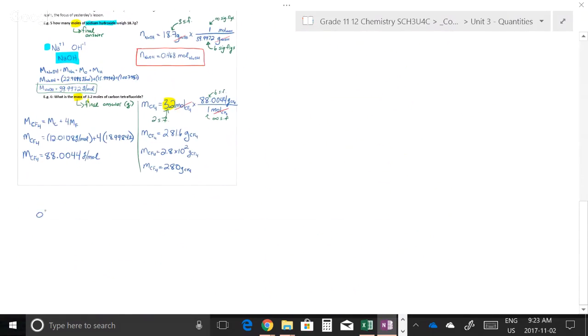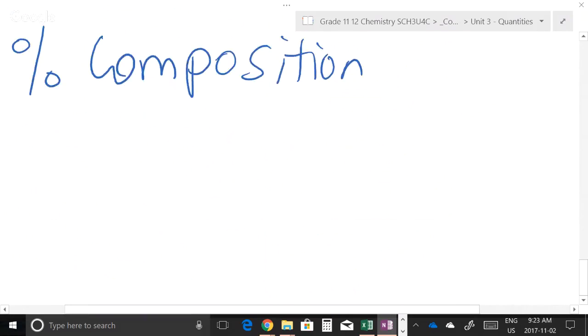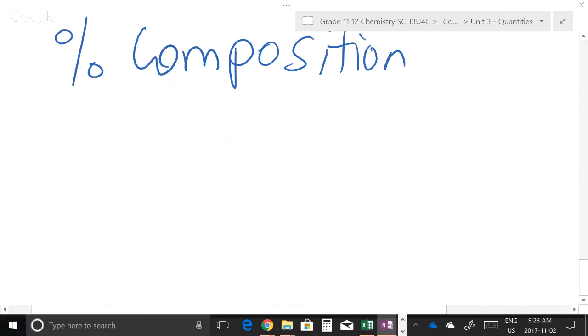But I want to talk about something today called percent composition. All right, so this is sort of the title of your page. And there's a little percent composition equals down below, right?